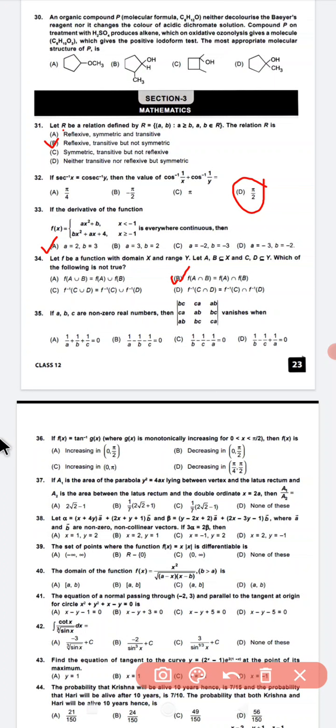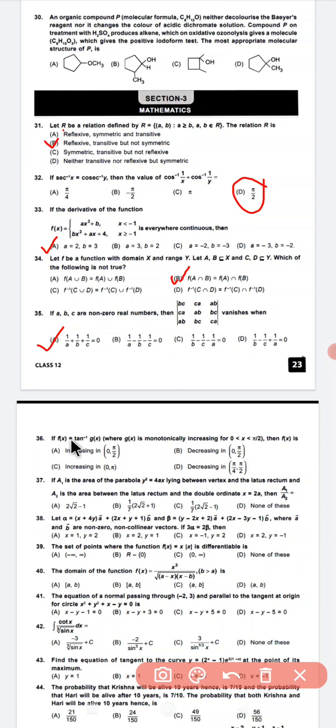Okay. After that we have the next one. If a, b, c are non-zero real numbers, then this vanishes when? What are the options? Question 35. The correct answer option is A, 1 by a plus 1 by b plus 1 by c equal to 0. Next we have question number 36.